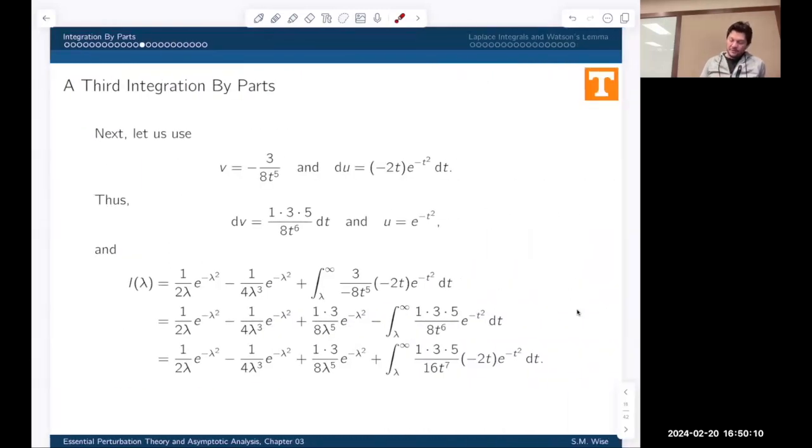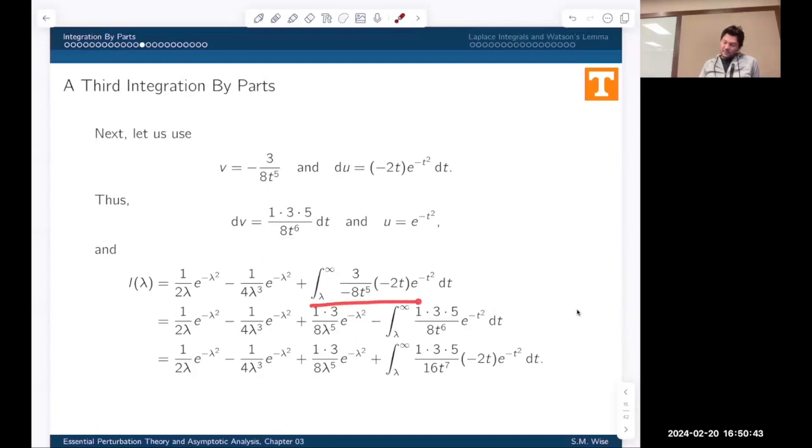And so v becomes 3 over minus 8 to the t to the 5th. du is that same exact differential as before. I integrate that to get u. When I take the derivative of v with respect to t, I now get 1 times 3 times 5. I'm going to start tabulating these guys. You'll see how they come out. You just get the product of odd numbers. In this case, the third odd number, right? The product of the first 3 odd numbers over 8t to the 6.